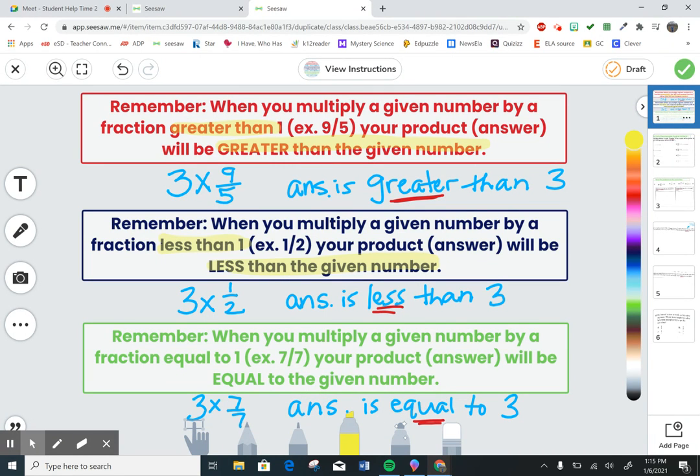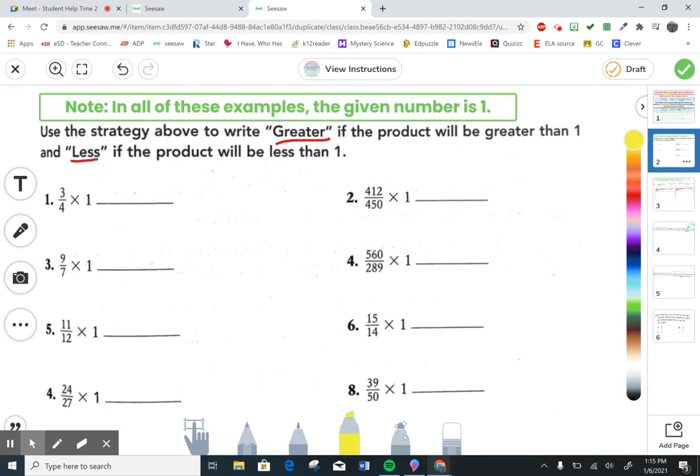So if it's greater than 1, our answer is greater than the given number. If it is less than 1, our answer is less than the given number. And if it is equal to 1, or we have all of our pieces, then it's going to be equal to the given number. So let's look at the first two on your problem page.